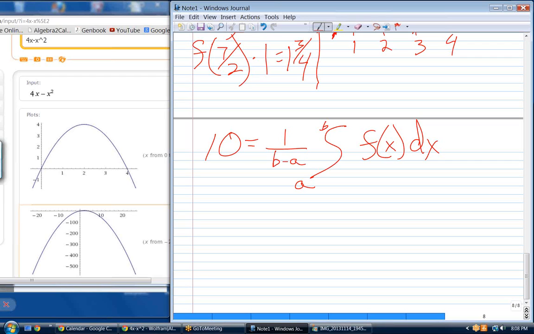So the way I've written it here, average value is 1 over b minus a times the integral from a to b of the function. And they're saying that equals 10. What's the function? Well, what's the rest of the information? I can't really solve it with just this little information.